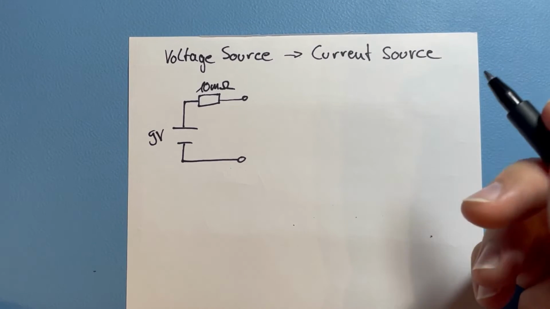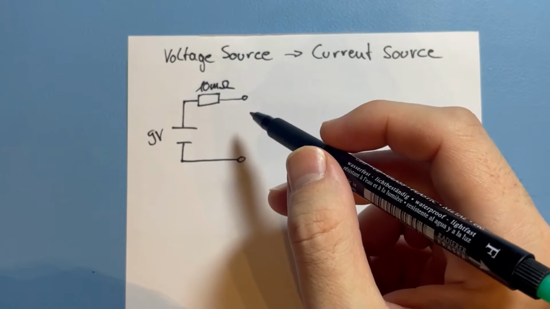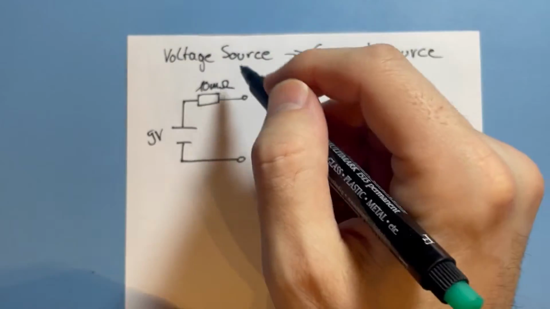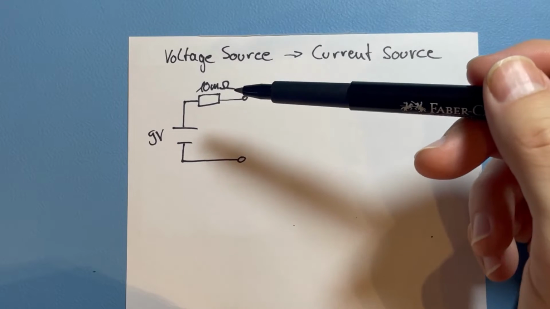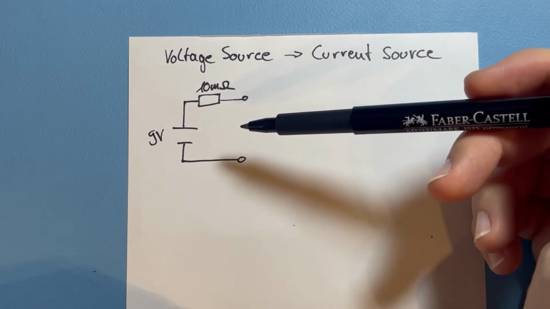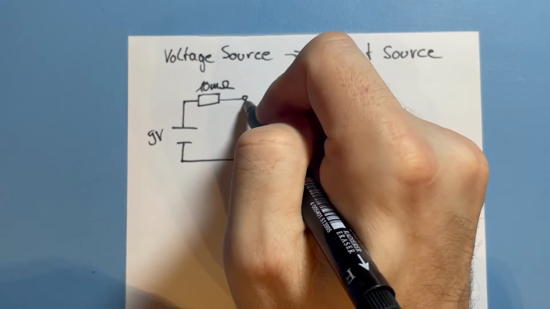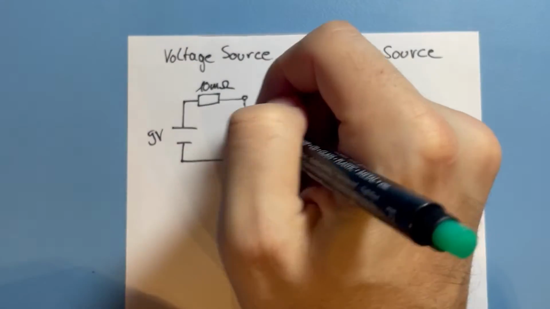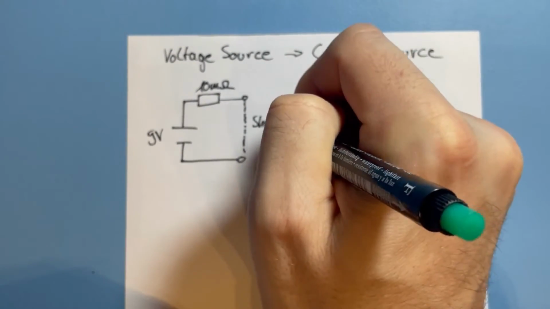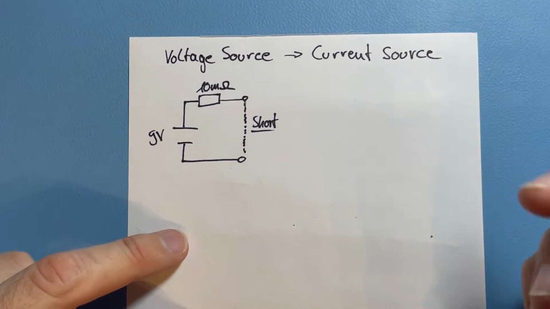And now we want to convert this to a current source. And the first thing to ask is, what will the current be if shorted? Because if these two shall be equivalent, then the current generated by this voltage source should be equal to the current generated by the current source. And so here we draw our thought line and short it out. Let's think that this is shorted, and let's calculate the current.